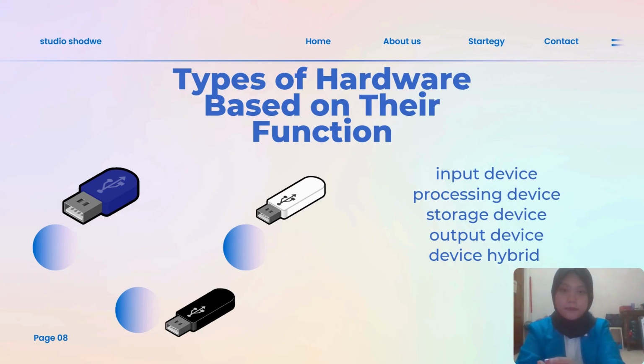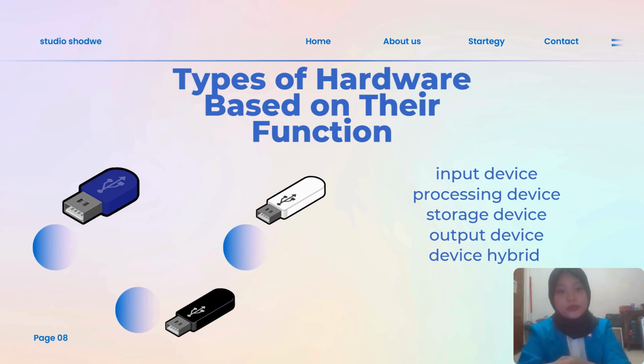Next, types of hardware. One, input device. An input device is a piece of hardware that allows a user to enter commands or data into a computer, like mouse, scanner, and joystick. And two, processing device. A processing device is responsible for processing data received from the input device, like CPU and GPU.